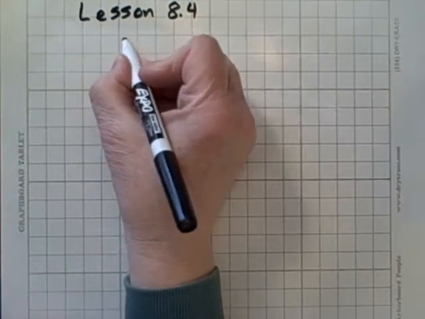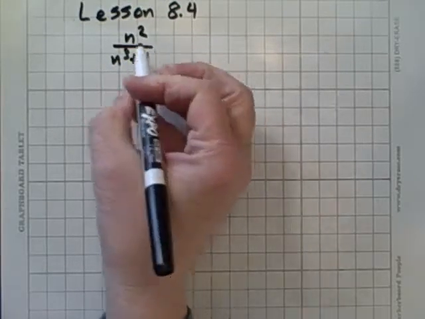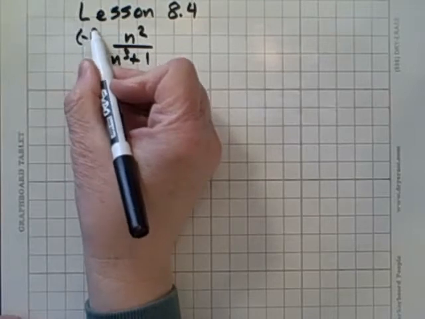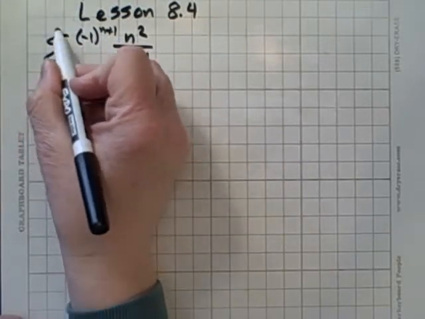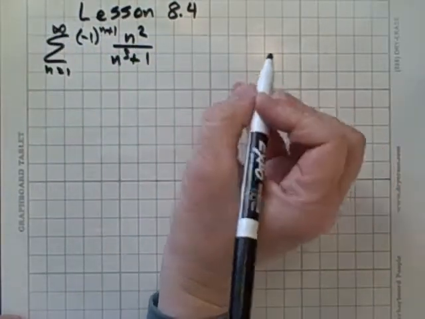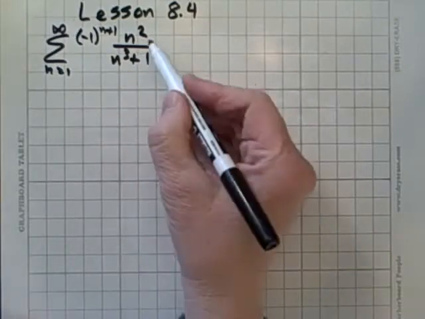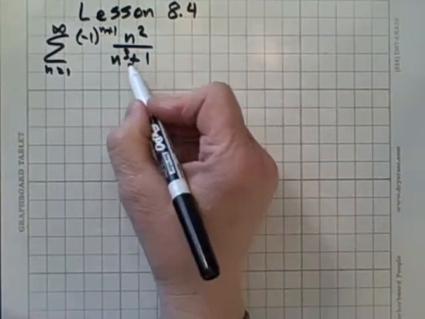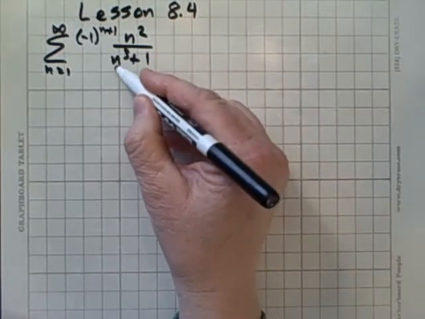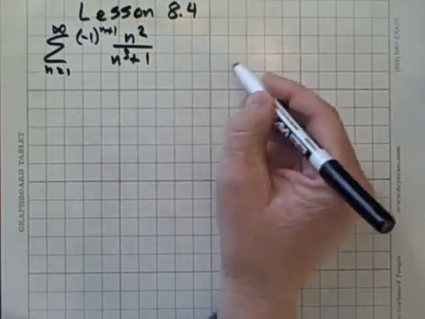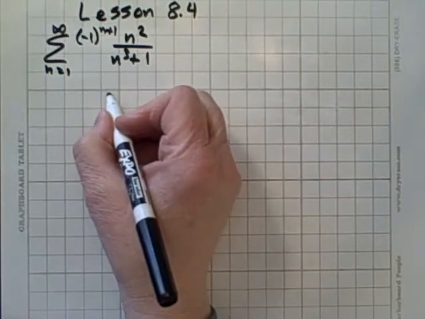Let's do one more example. n squared over n cubed plus 1. It does alternate, and this is to the n plus 1 power. The question might be, how do we show that it decreases? Again, another approach as opposed to replacing it with n plus 1 and comparing would be to take the derivative and think about what it does.